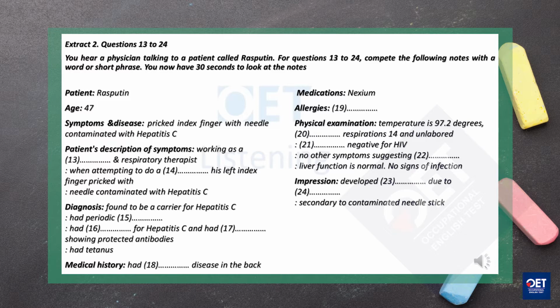You are negative for HIV. You have no other symptoms suggesting acute hepatitis. Your liver function test is normal at 18 and you have no signs of infection. You have developed acute intestinal illness due to blood-borne pathogen exposure secondary to contaminated needle stick.